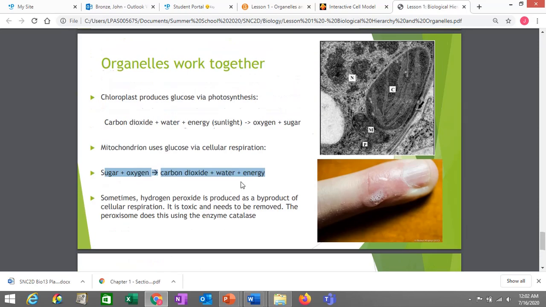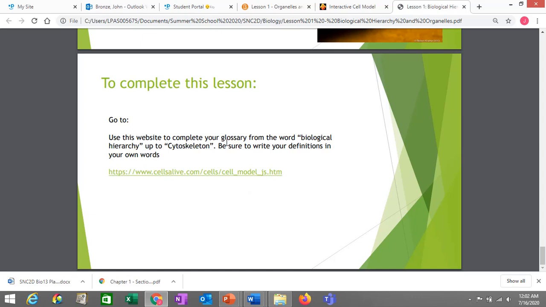Okay, so that's all I really wanted to say here. Make sure that you go to this website and fill out your glossary from biological hierarchy up to cytoskeleton. Complete all those words. Again, write them in your own words because it's more important that you understand rather than just copy. There is going to be a quiz on this at the end of the unit.